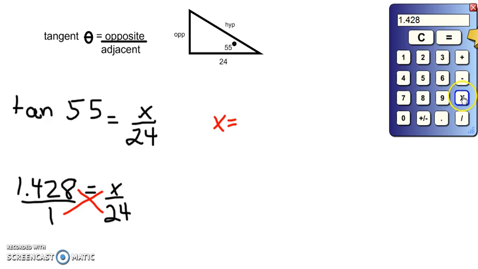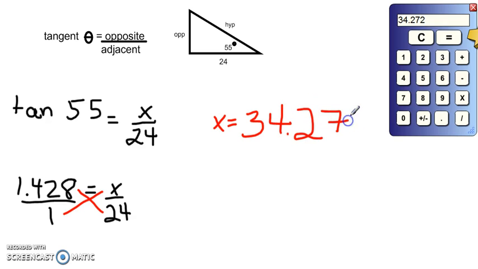So 1.428 times 24, and that will give me 34.272. And that is my opposite side. That is my height. I now know the height of this was 34.272. And that is how you find the opposite side using tangent.